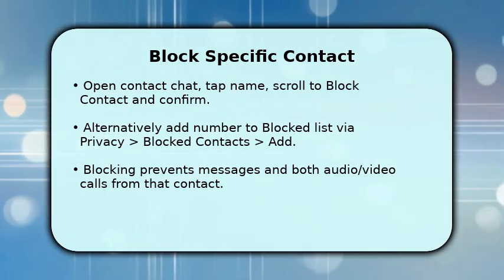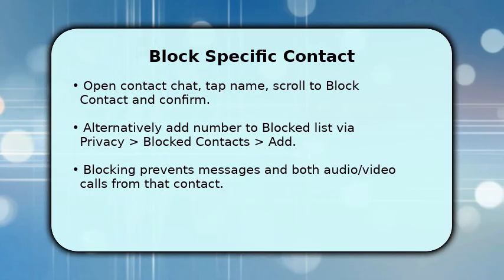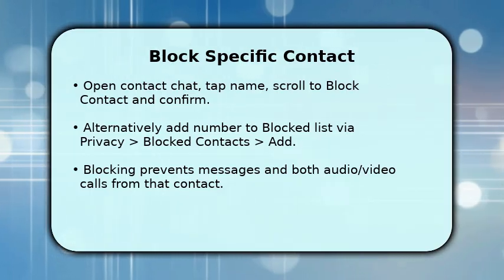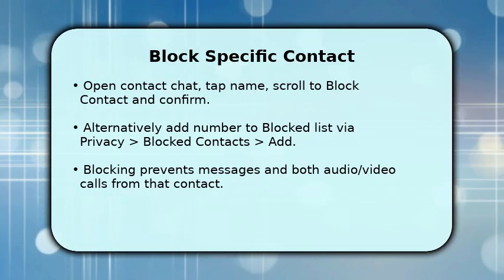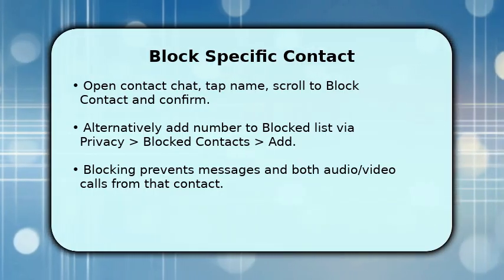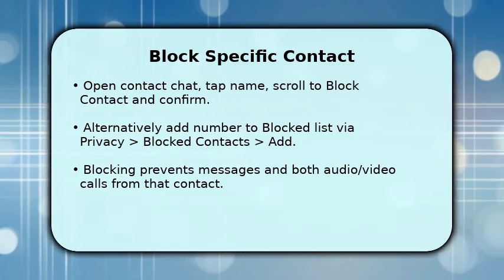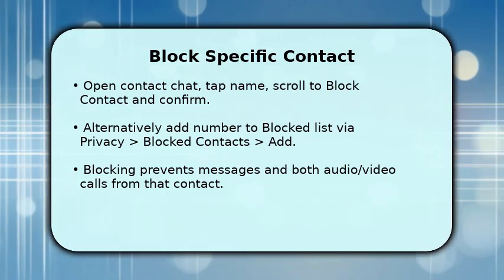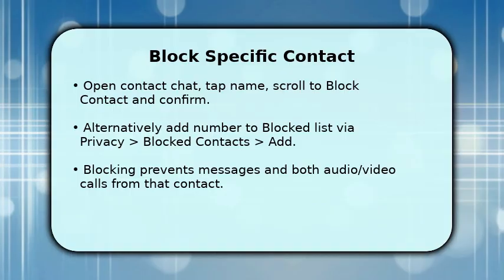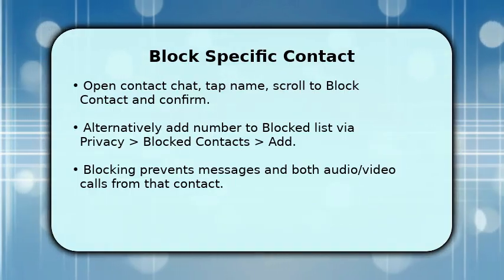If you prefer, go back to Privacy, Blocked Contacts, and use Add to select the person from your list. You do this because blocked users cannot initiate calls or messages to you, which is the most reliable built-in control. Make sure you confirm the block and return to the call screen to verify their call option is gone.